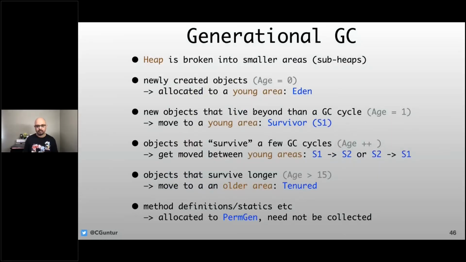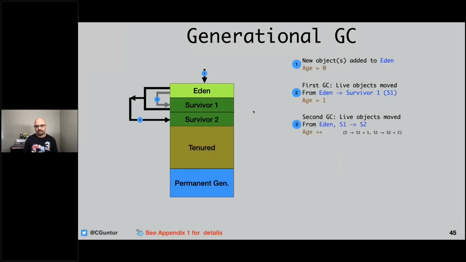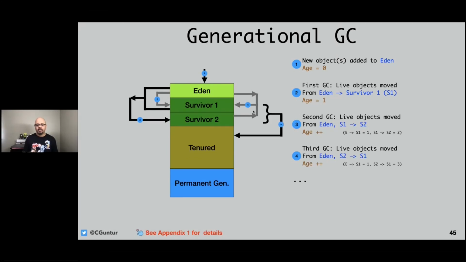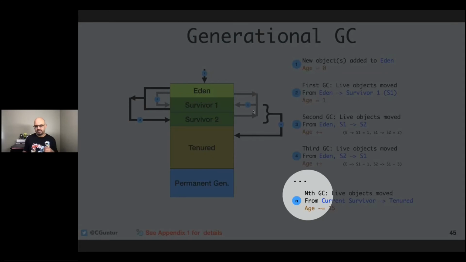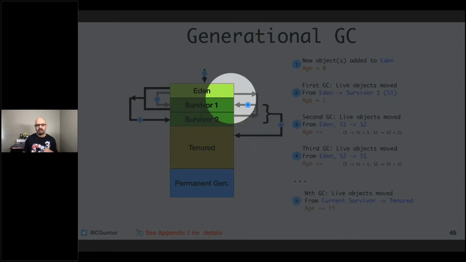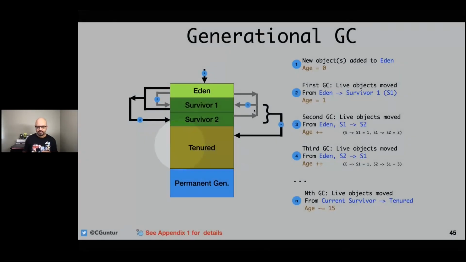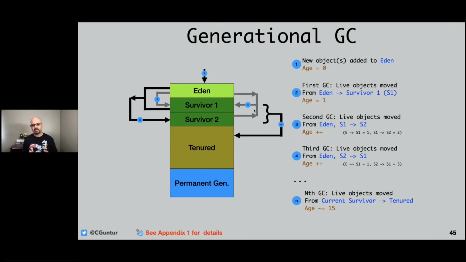I'm sorry, I think I moved too quickly. Bear with me. And once this is done, at the nth GC, which is probably the 15th GC that we have, when the age is around 15, we move the objects into the tenured region. And this is when an object is considered an old object. And this is when an object, if it has to be garbage collected, will have to undergo what is known as a major garbage collection.